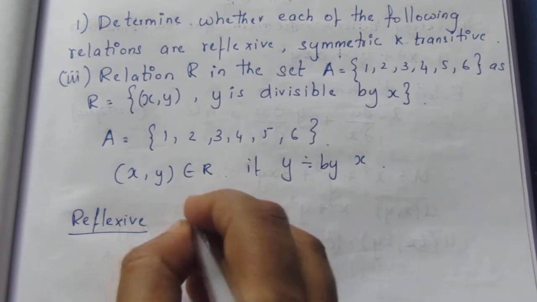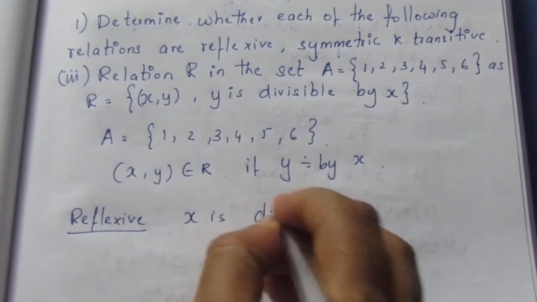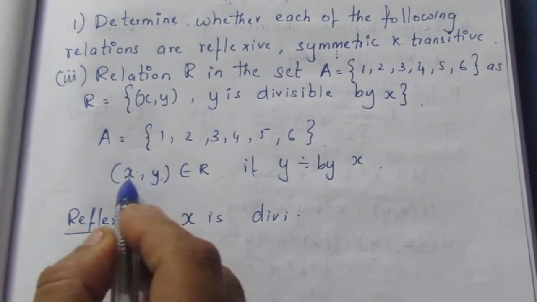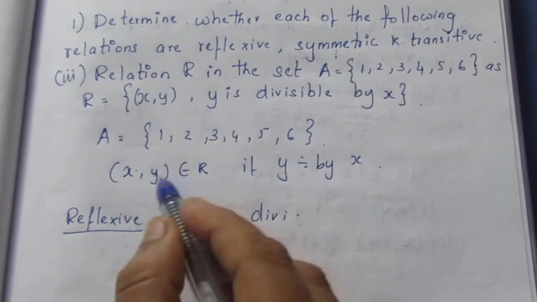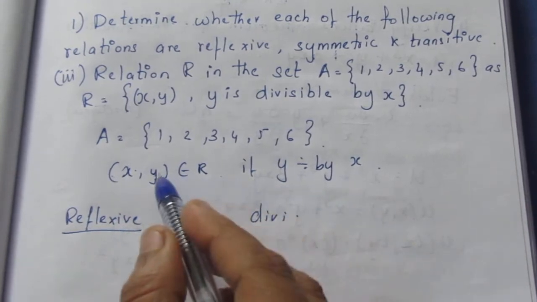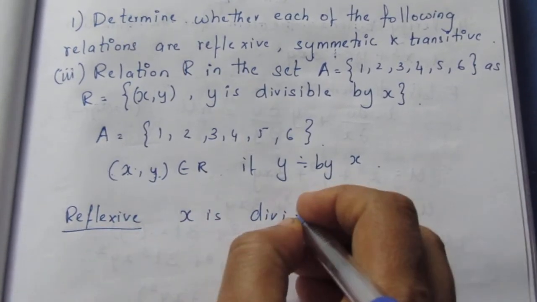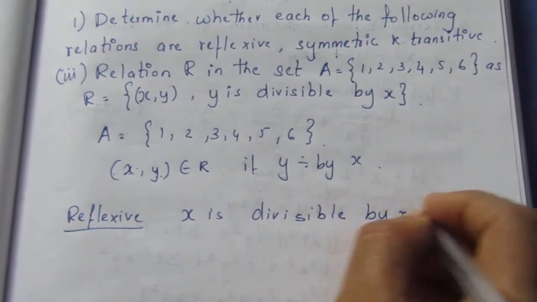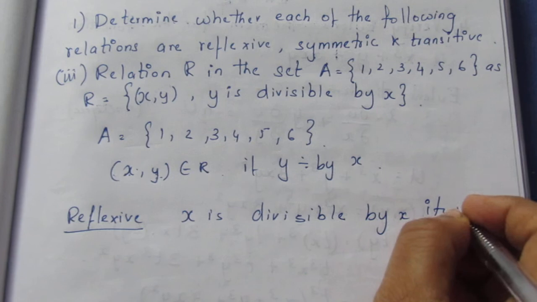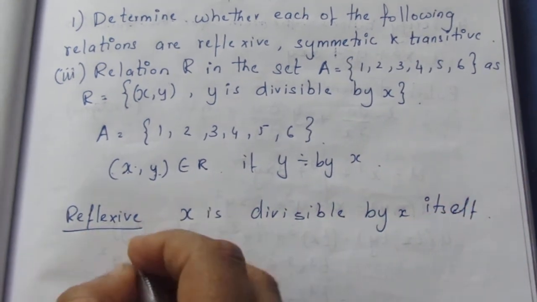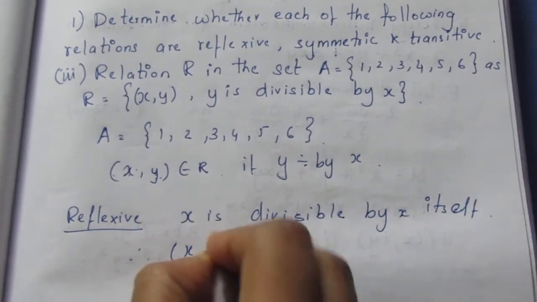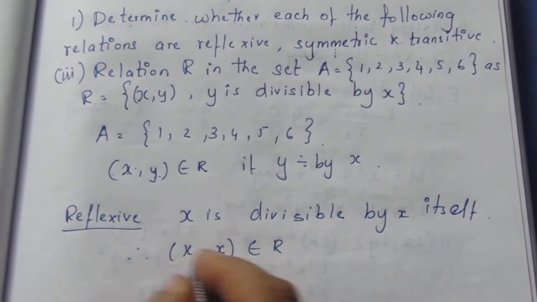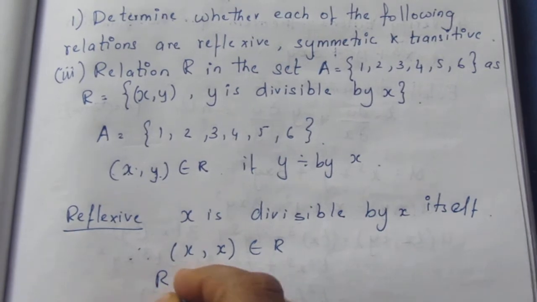Reflexive, we know that x is divisible by x itself. These two should be same. If I write x and x, we know that x is divisible. The condition is second one should be divisible by the first one. Here x will be divisible by x itself. Every number is divisible by the number itself. So we can directly say that therefore (x, x) belongs to R because this is divisible by x, so R is reflexive.